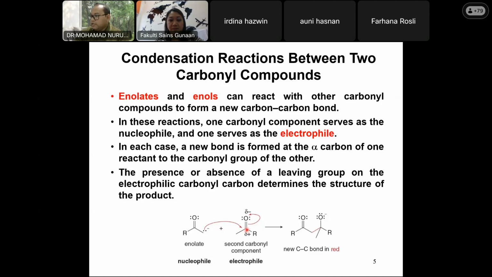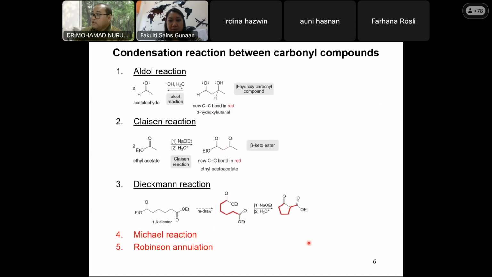If we talk about the electrophilicity, you will see this carbon is electron deficient and easily attacked by a nucleophile to give a new C-C bond. So for condensation reactions between carbon compounds, there are 5. The first one is the aldol reaction, which is a very famous reaction.